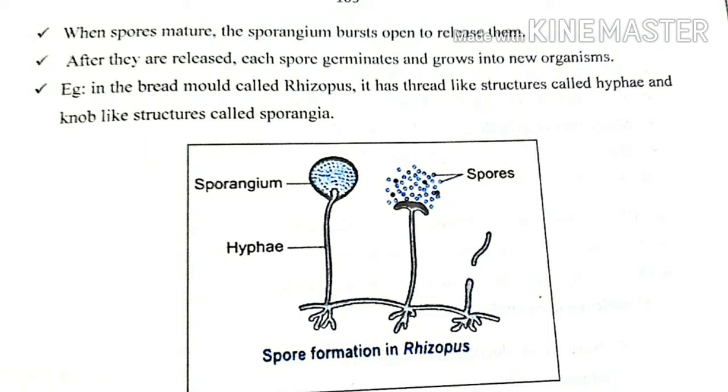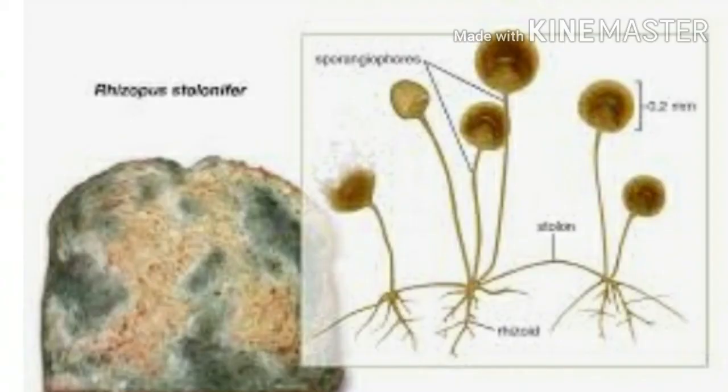Example, you can see it in the bread mold, which is called Rhizopus. It has thread-like structures called hyphae and a small knob-like structure called the sporangium, inside which the spores are kept intact. So when the favorable condition returns, the sporangium will break open and the spores are released. And these spores, when they fall on suitable substances, will start to germinate and form the new organism.